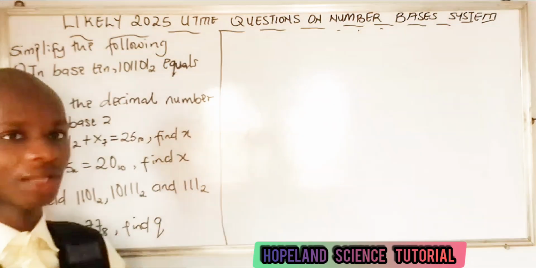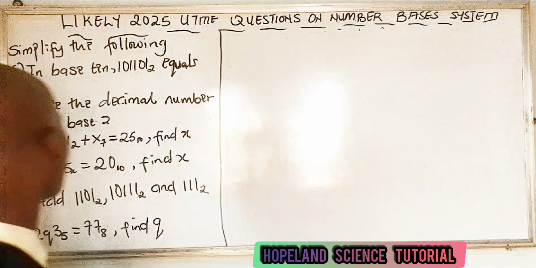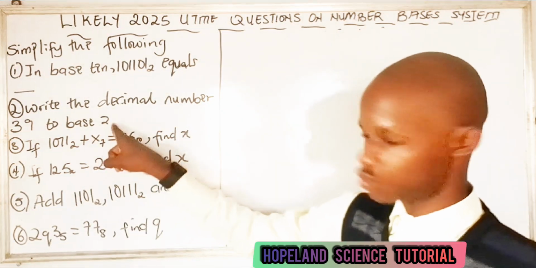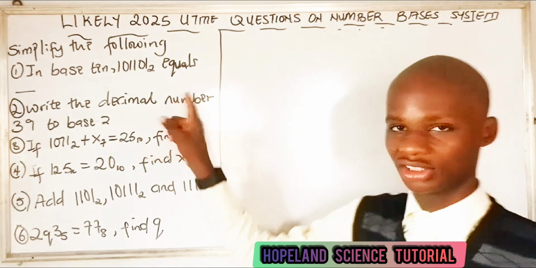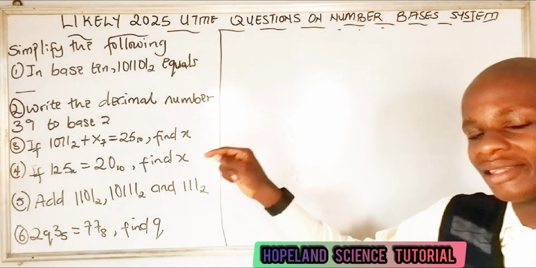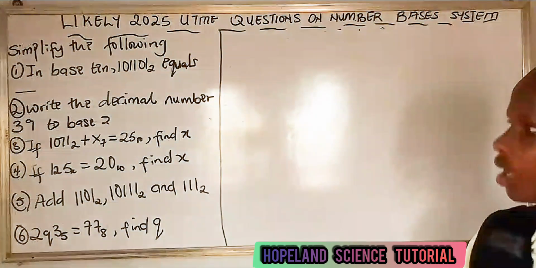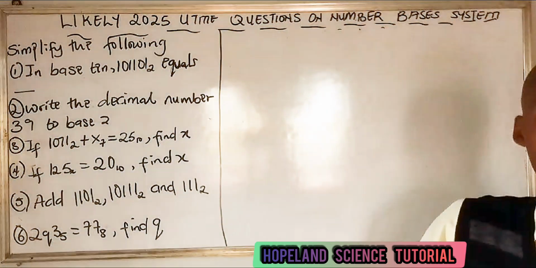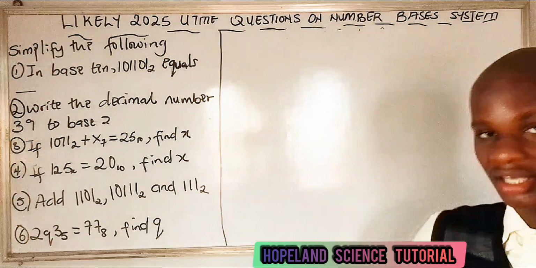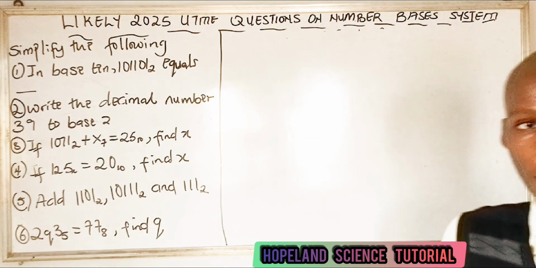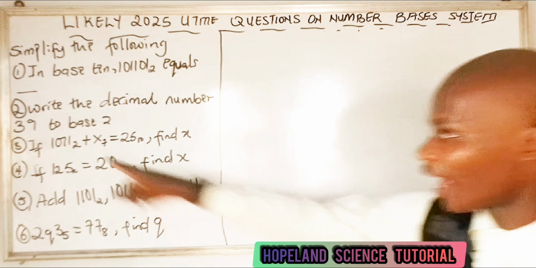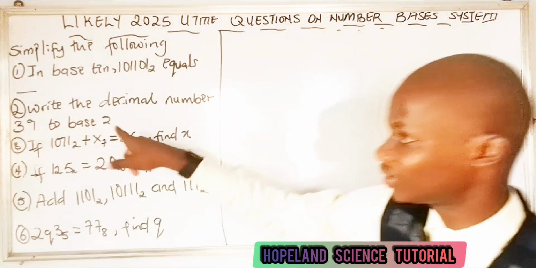Alright, now let's look at how to handle the second question. The second question says write the decimal number 39 to base 2. Of course you can see now this question is for us to convert a base 10 to a non-base 10. If you are converting a base 10 to a non-base 10, it is very simple. It's just for you to apply the idea of division in solving such a problem. Now we have 39 in base 10, converting to base 2.